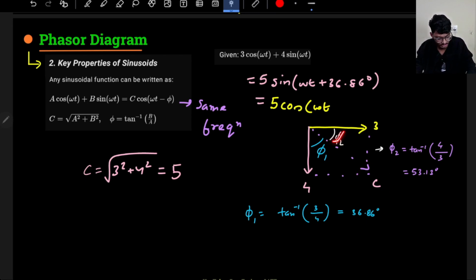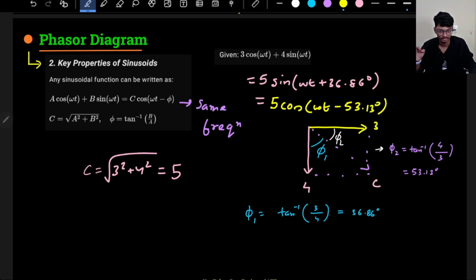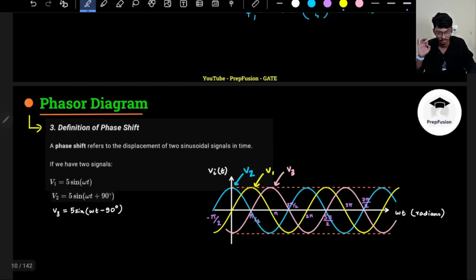Whenever we move in the clockwise direction, my angle becomes negative. So it will be minus of 53.13. Okay, that's about it. I hope you have understood this basic key property of a sinusoid.